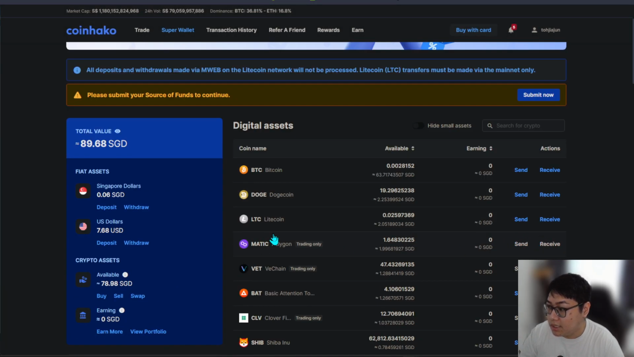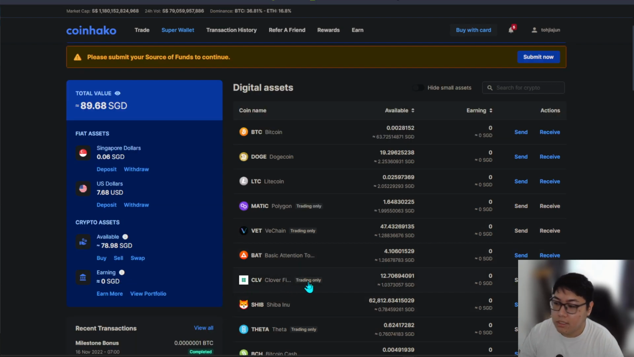Over here you can see Matic has an option telling you trading only, VeChain trading only, and Clover Finance trading only. When you see trading only, you can't really send your funds out. This is one of the risks, so you do not want to trade on these trading pairs, because you can't send the money out from the exchange to your own personal storage. Instead you're going to rely on them. This is just selling you paper, and I would say just buy US dollars and trade on other platforms which have zero fees. So the next step is optional, but of course with a risk.